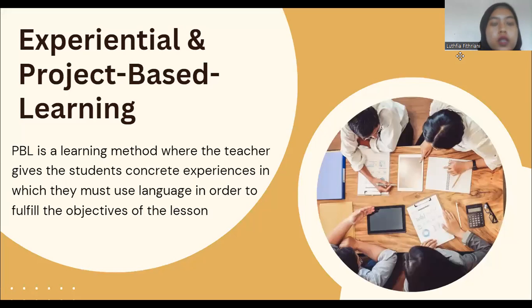The next method is experiential and project-based learning. So what is project-based learning? Project-based learning is a learning method where the teacher gives the students concrete experiences in which they must use language in order to fulfill the objective of the lesson.